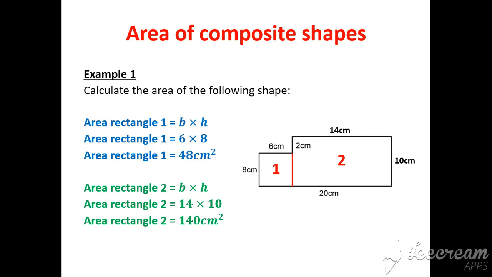Well, I've got the 2 rectangles separately. What can I do to work out the total area? I can just add the 2 areas together. 48 plus 140 gives me 188 centimeters squared. The total area of this shape is 188 centimeters squared.